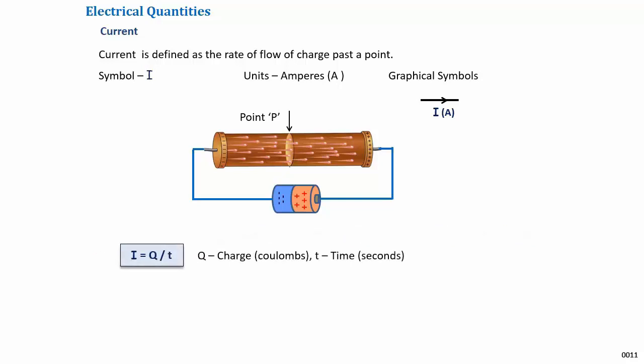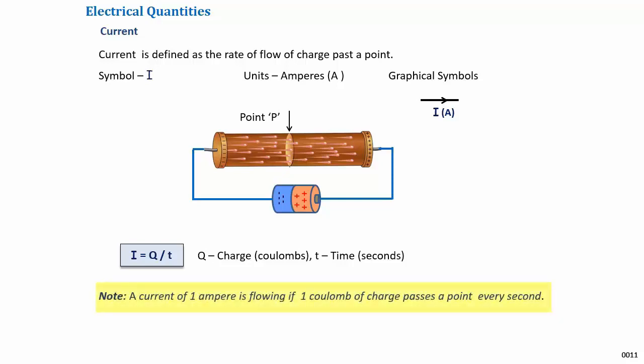There is a relationship between current, charge, and time. The highlighted box shows current is equal to charge divided by time. Provided the charge is in coulombs and the time in seconds, then the calculated current will be in amperes. A current of 1 ampere is flowing if 1 coulomb of charge passes a point every second.